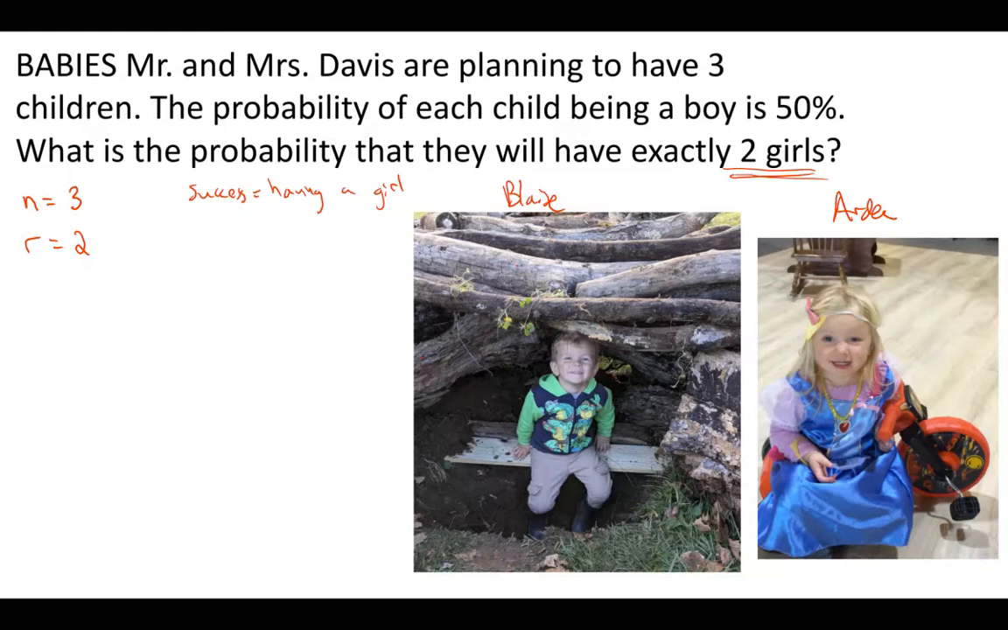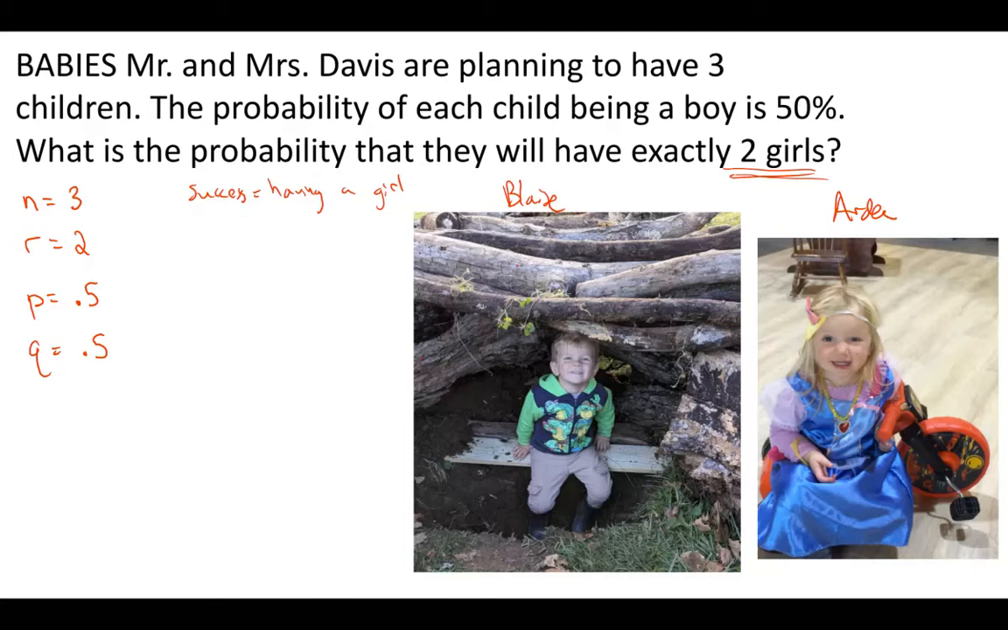It's exactly 2 successes. P represents the probability of success, so the probability of having a girl, which is 50%. I'm going to write that as 0.5. I do want those as decimals. And then Q represents the probability of a failure, and the failure in this case would be having a boy, or not having a girl, right? So it'd be 0.5. All right, so that's all we need. Just identify those 4 variables, and then we're going to plug them into our formula.